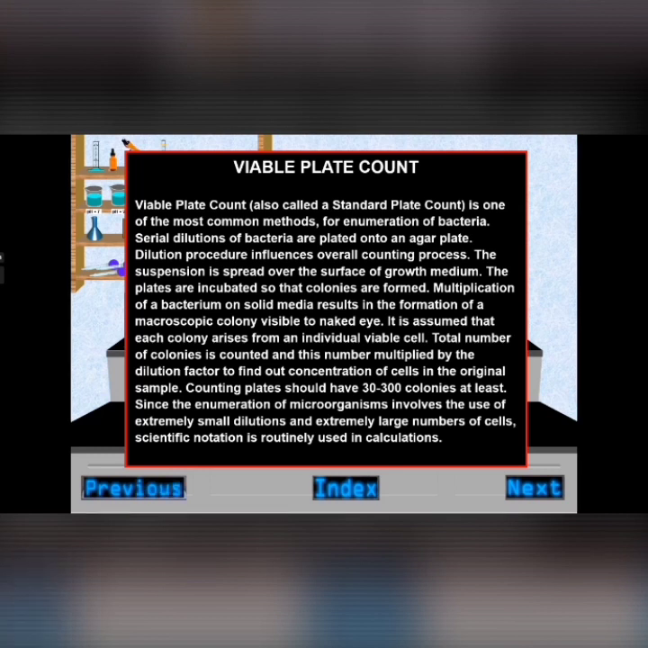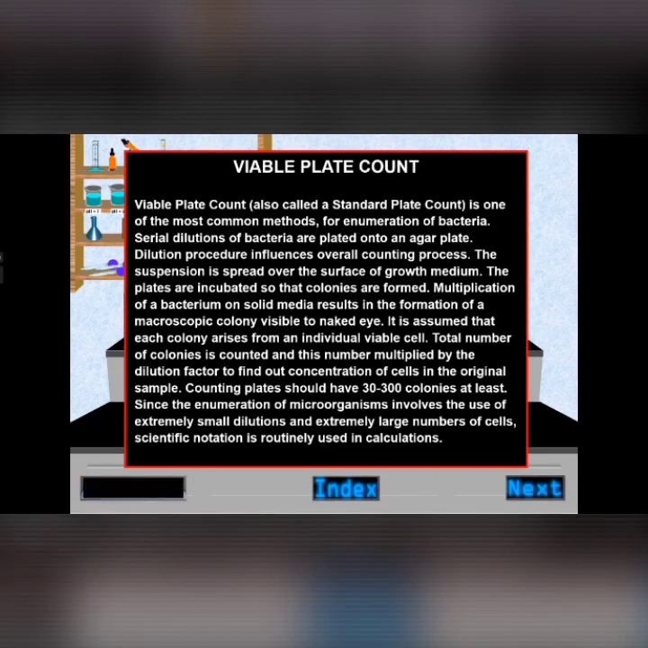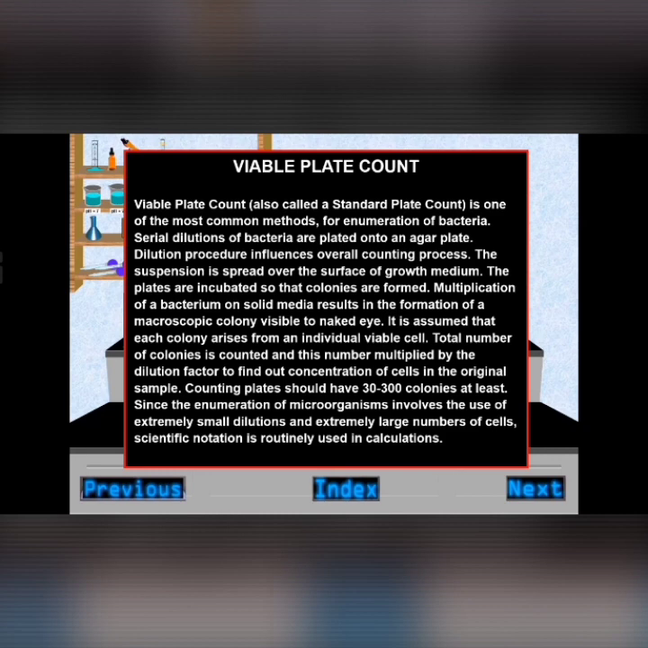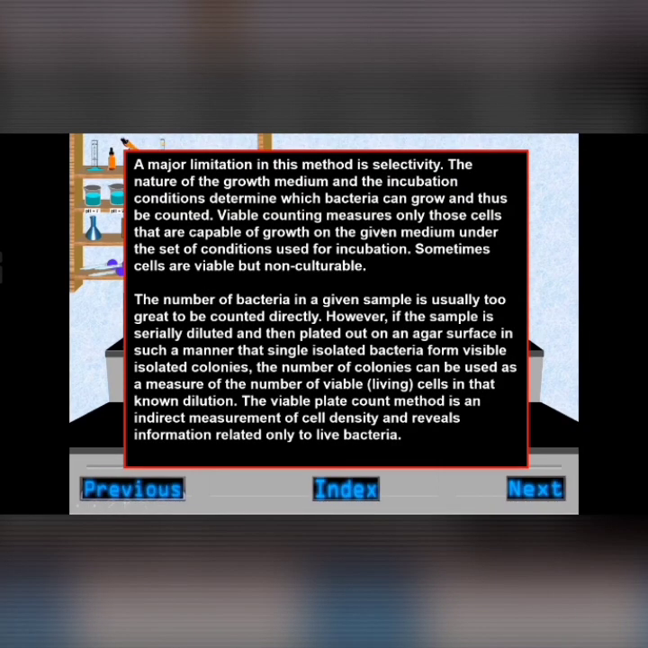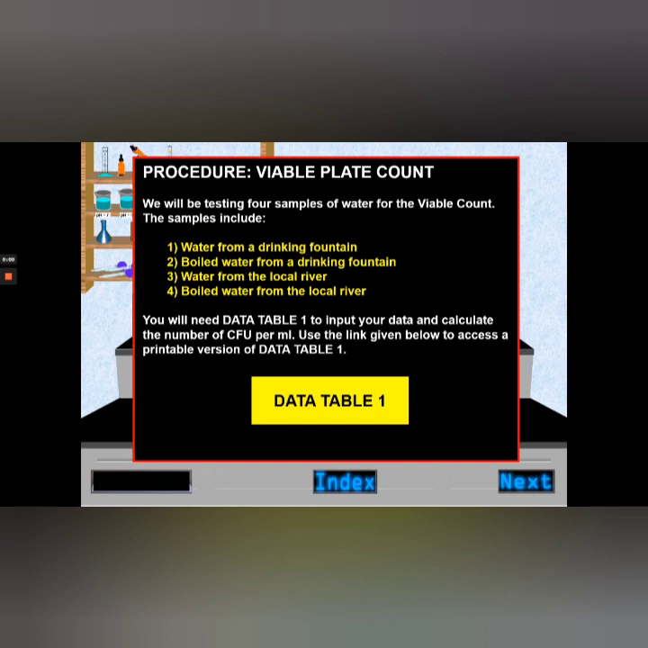And the counting plate should have 30 to 300 colonies at least, or we also can have 25 to 250 colonies. It can be in these two ranges. This is further explanation about the viable plate count method. Here we are having some briefing about the viable plate count.